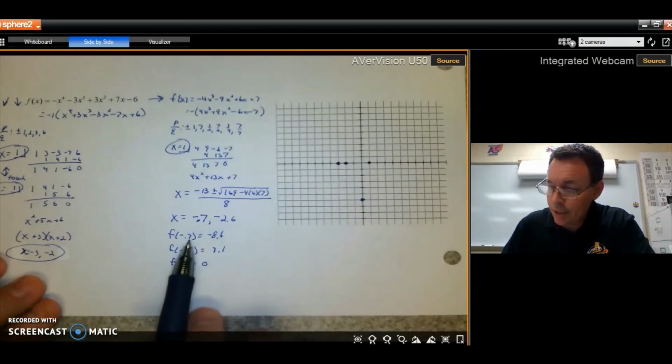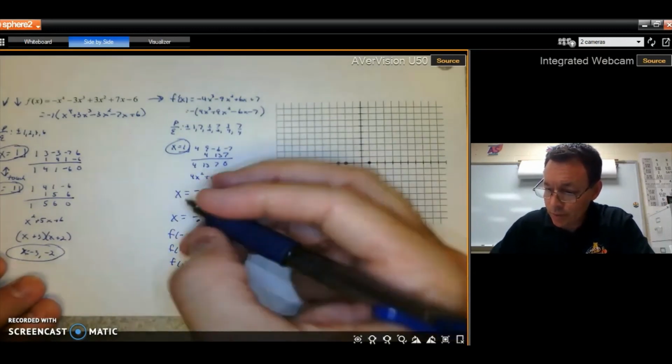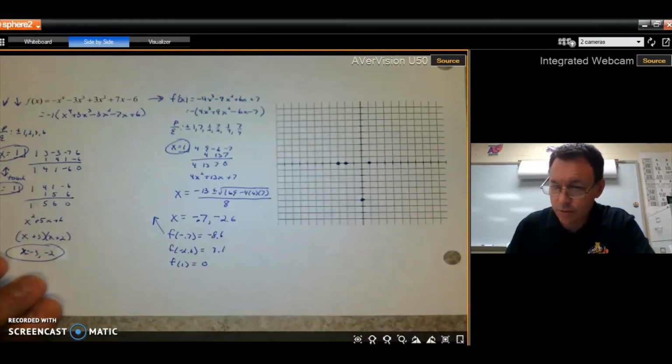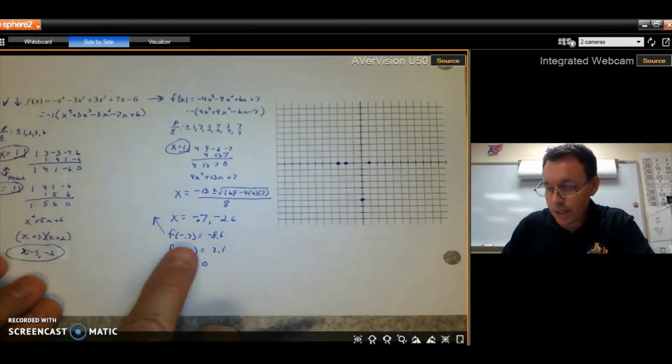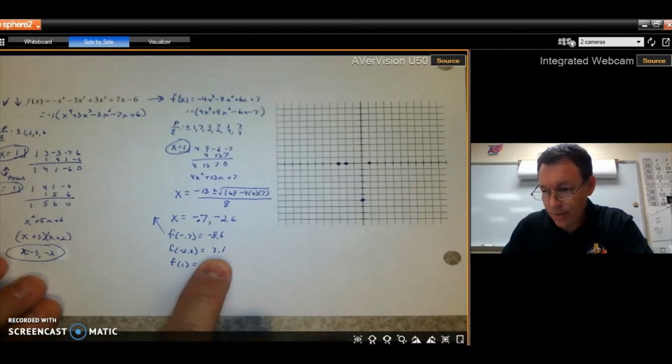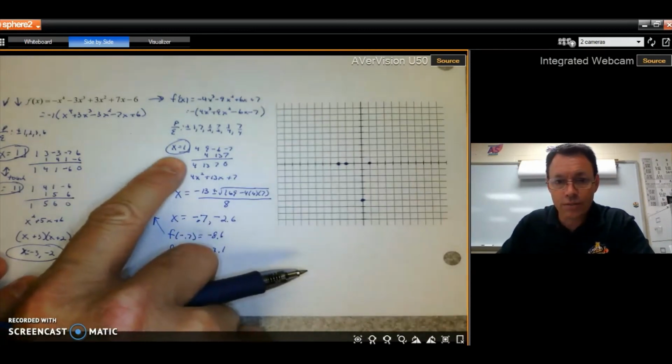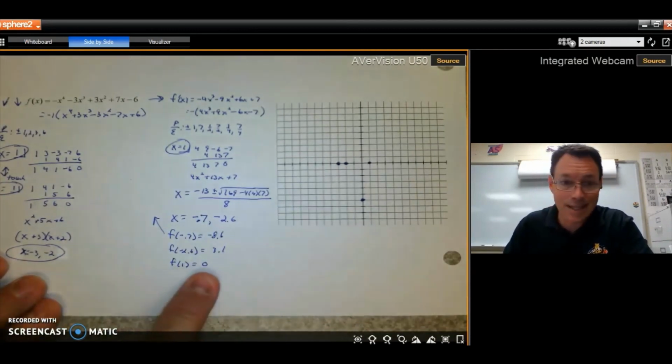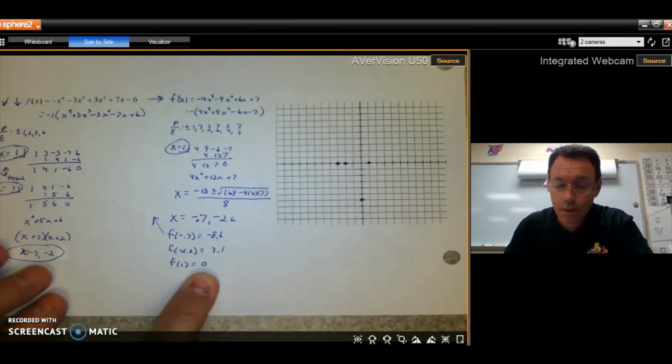I plugged negative 0.7 into the, remember, we're going into the original function to find our y values. So I plugged in a negative 0.7, I simplified that. I plugged in a negative 2.6, found that y value, and then don't forget about the 1, the first one we found. I plugged that in and I got a 0, which is what should happen. So what do I have?